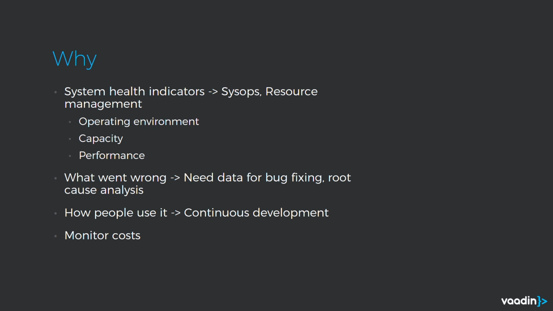There are a couple of main reasons why we want to monitor applications. One is, of course, that we want to know that systems run correctly. So we want to monitor the environment where the application is running. Do we have enough resources? Is the operating environment healthy? There's enough memory, processor capacity, and so forth, so that the applications can potentially run correctly.